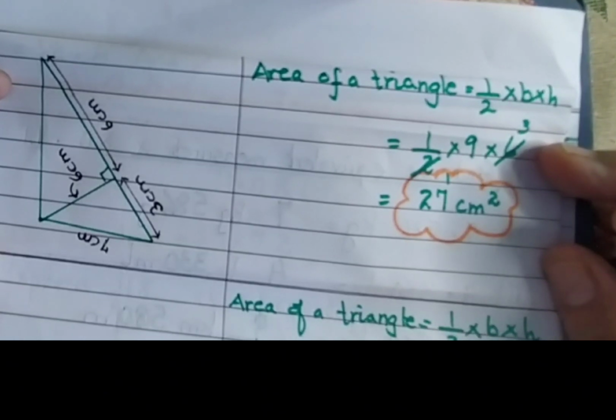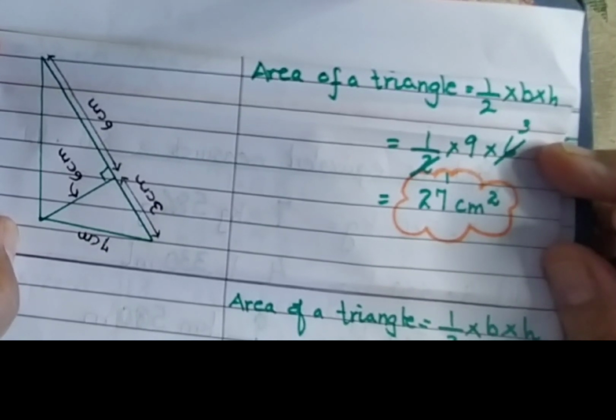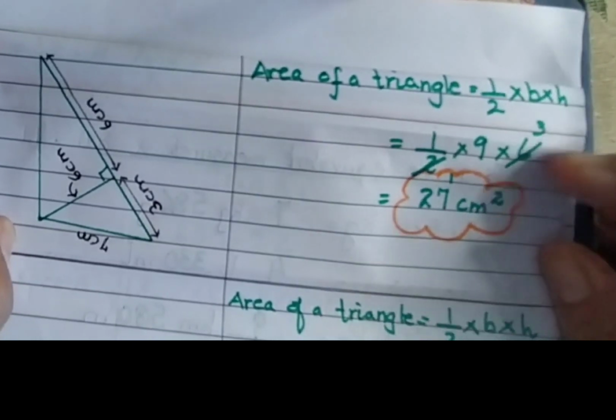7 centimeter is just the slanting side, which cannot be used in your calculation. And always remember, when you're finding out the area of a triangle, your lines should be perpendicular to one another, which makes a 90 degree angle. Everybody knows that. We've been doing it in class.